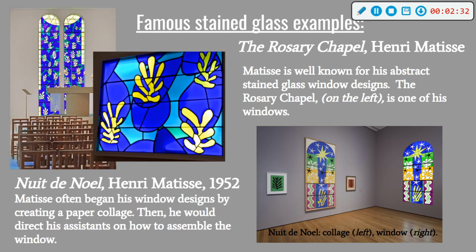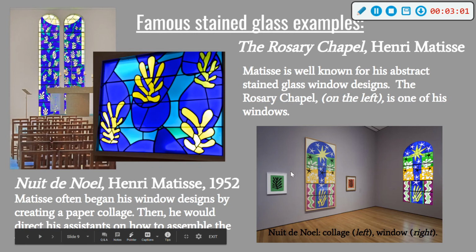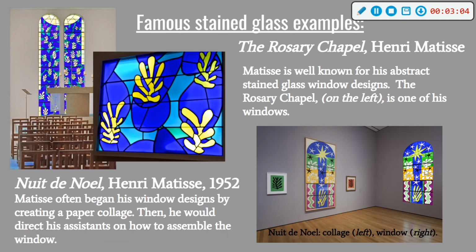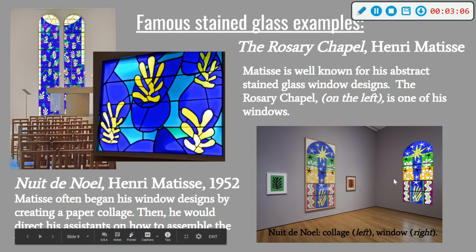This is a rather famous set of windows, and they are in the Rosary Chapel, and these were created by an artist by the name of Henri Matisse. Matisse is well known for his abstract stained glass window designs. The Rosary Chapel, this one on the left, is one of his windows. And if you look here at the bottom right, you can see here is the window, but then here is an artwork based on the window. And it's actually the other way around. The artwork was created first, and then the window was built based on the artwork.